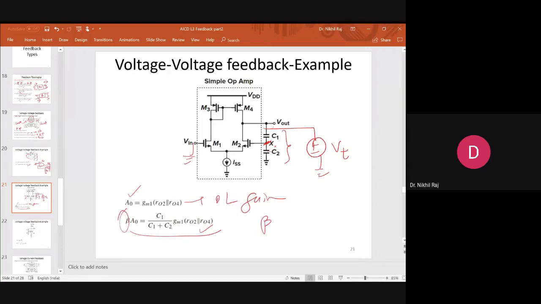Now we know A, so we can easily calculate beta. So what will be beta in this case? Beta will be C1 by C1 plus C2. Okay, so again we see here in all the cases the beta is becoming frequency independent. It is only in terms of passive components.